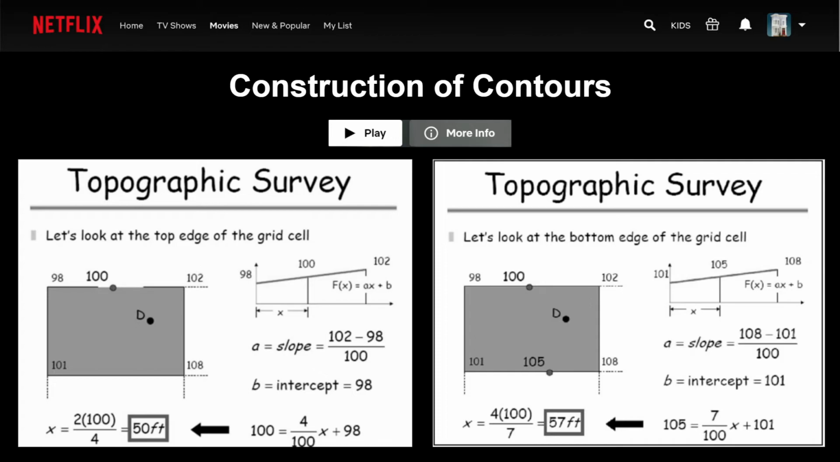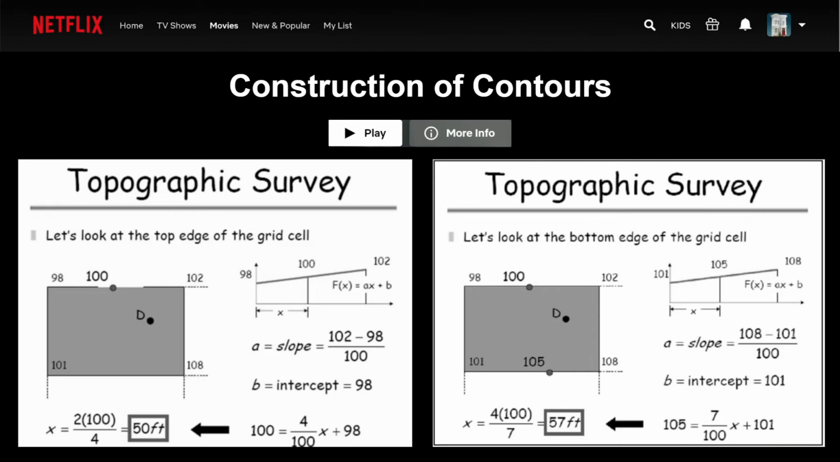So if we solve for the slope, we subtract the bottom right, 108, minus the bottom left, which is 101, over 100 feet east. We use the intercept of 101 as our basis, which is the bottom left corner of the grid. If we put all those values inside the slope intercept form, we get 105 is equal to 7 over 100 x plus 101.